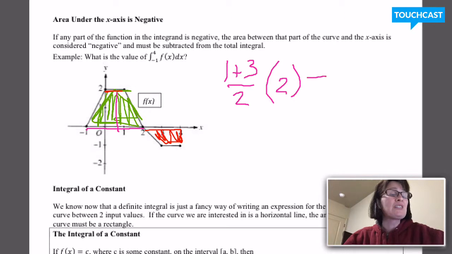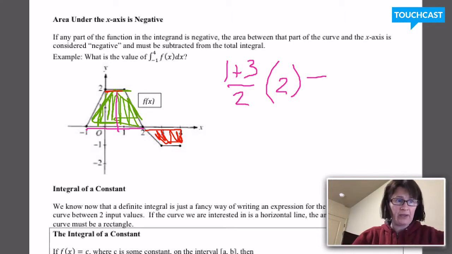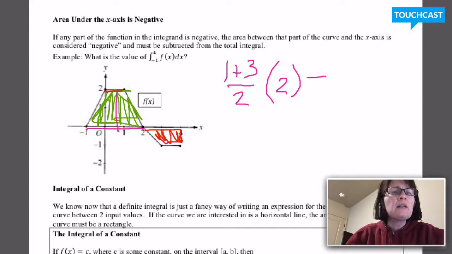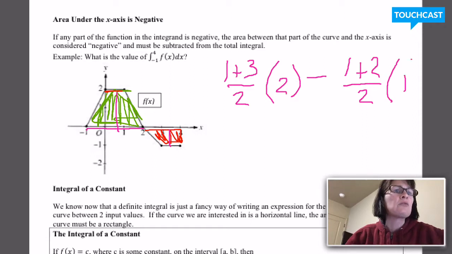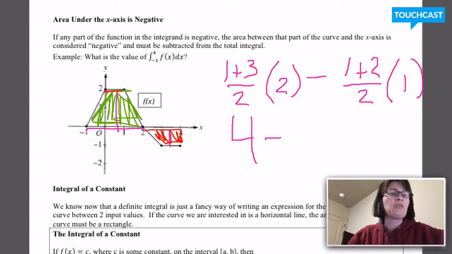And I'm going to subtract away the area of the red trapezoid. That red trapezoid, if you thought of that as a square plus a triangle, that's fine. You're going to get the right answer. But here, the two parallel sides are 1 and 2. I'm going to find the average of 1 and 2 and multiply by the other dimension. In this case, that's again the height. Here's a height of 1. So this tells me that the value of the integral is 4, take away 3/2.